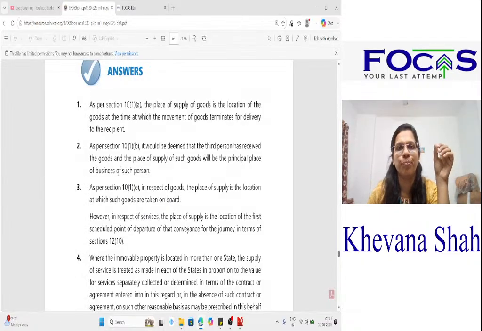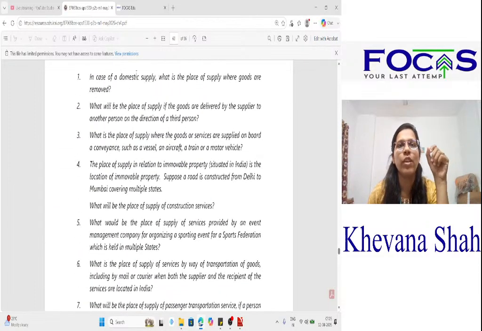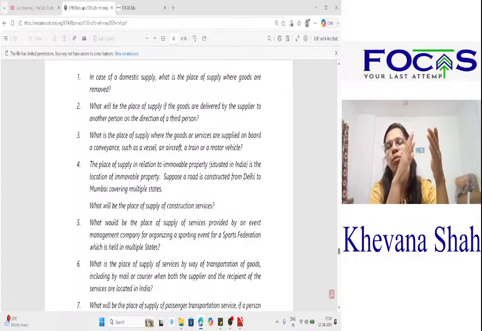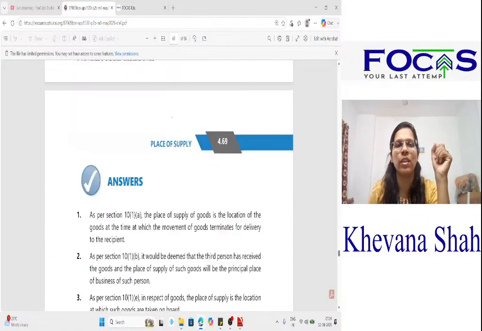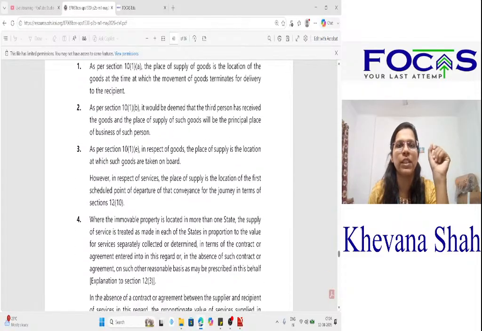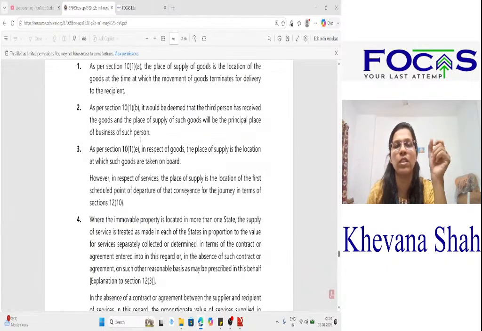Then question 2. What will be the place of supply if the goods are delivered by the supplier to another person on the direction of a third person? Okay, so this is your bill to ship to model. Here remember there are two places of supply. The first one will be the place of that third person, and another will be the place of that recipient. As per section 10(1)(b), it would be deemed that the third person has received the goods, and the place of supply of such goods will be the principal place of business of such person.